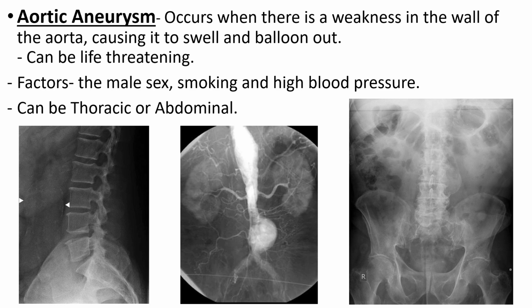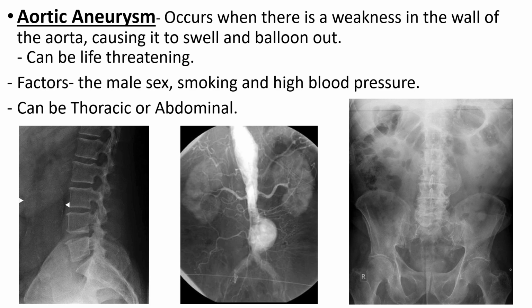And if the pressure gets bad enough, then the aorta can rupture, and that is bad news. That is definitely life-threatening. There's not a whole lot they can do for a ruptured aorta. You're going to bleed out internally in minutes. It's just bad all the way around. So some of the factors to be on the lookout for aortic aneurysms: being a man, smoking, high blood pressure, all of these are major factors that lead to it. Now, it can be in your thoracic region, but I believe it's much more common in the abdominal region. All of our pictures here are in the abdominal region.